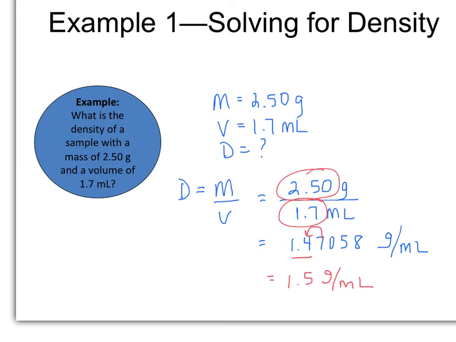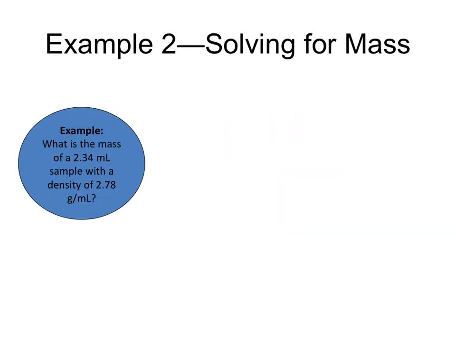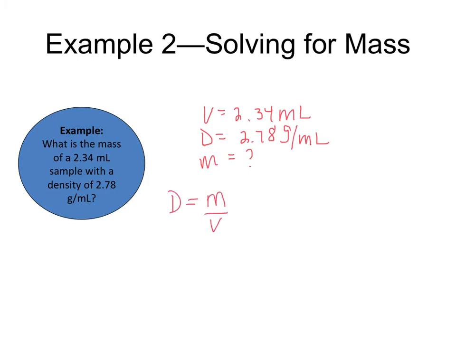In this example, we're solving for mass. They tell you that you have a volume of 2.34 milliliters and that the density is 2.78 grams per milliliter. So in this case, I'm going to go back to that same equation. Density is equal to mass over volume. I can go ahead and plug in the numbers. And do my math. In this case, I'm going to cross multiply.